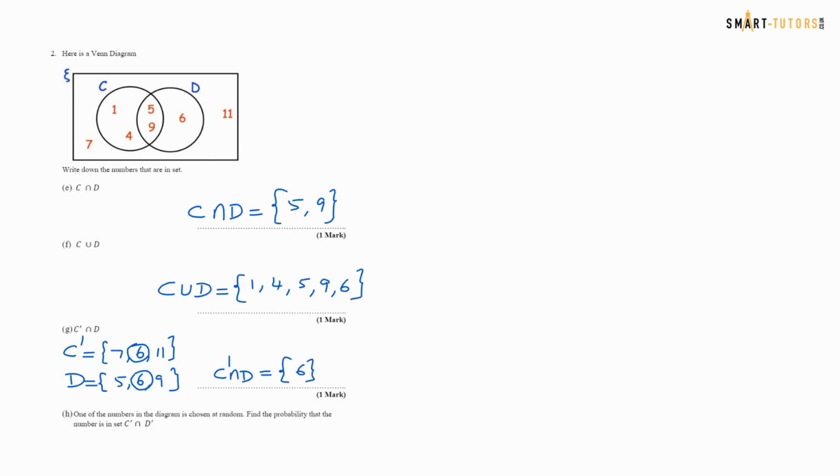Last question. One of the numbers in the diagram is chosen at random. Find the probability that the number is in the set C dash intersection D dash. So here they change the question a little bit. We need to find out what is C dash and what is D dash. Then we will find out the intersection. C dash means cover the C, anything outside of the C. So anything outside of the C is C dash, which is 7, 6, 11. Anything outside of the D is D dash, which is 1, 4, 11, 7.